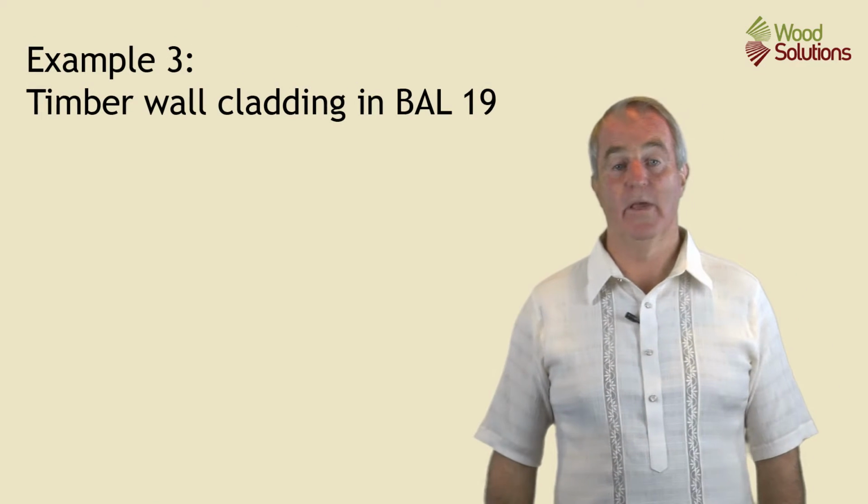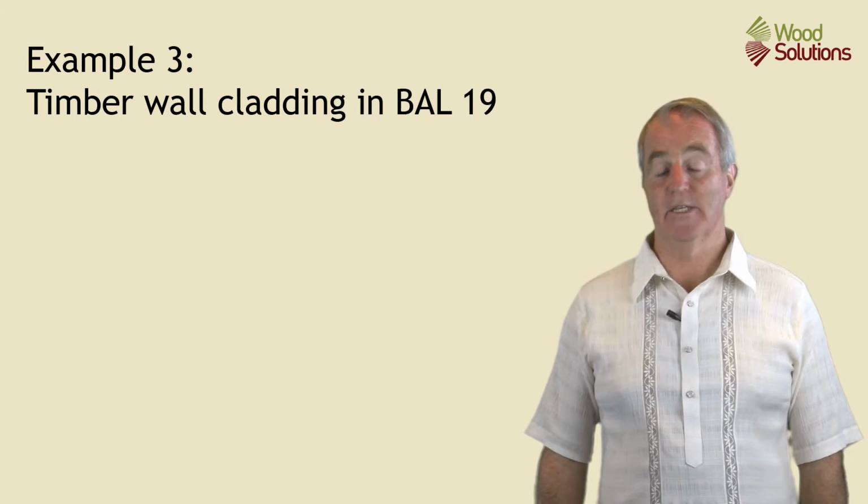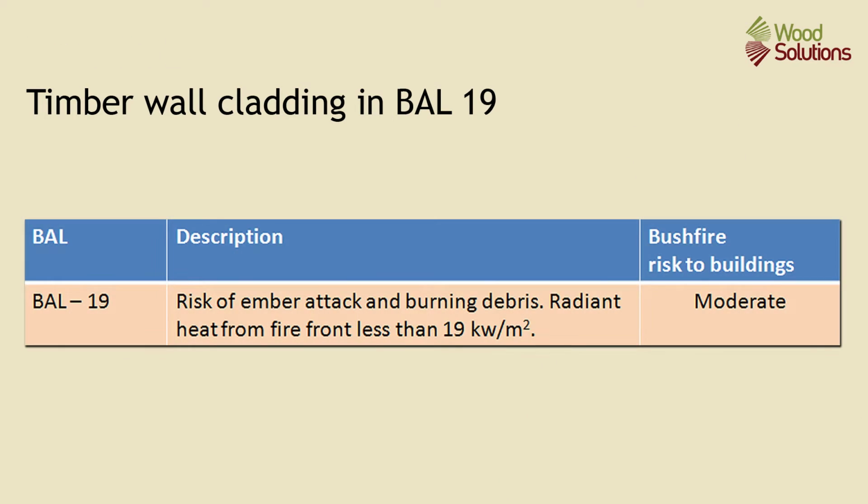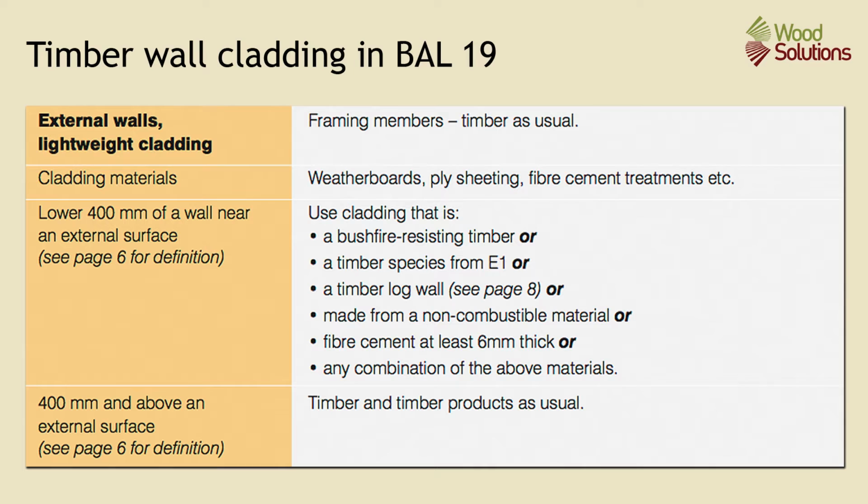The next example is for a timber wall cladding in a BAL 19 area. BAL 19 sites have a risk of ember attack and a moderate risk of building fire from bushfires. Generally, all timber solutions for a BAL 12.5 site are applicable for BAL 19. However, there are restrictions for cladding lower than 400 millimetres from an external surface. Again, timber species from Appendix E1 with a density greater than 750 kilograms per cubic metre or better is required. Other options are listed as well.